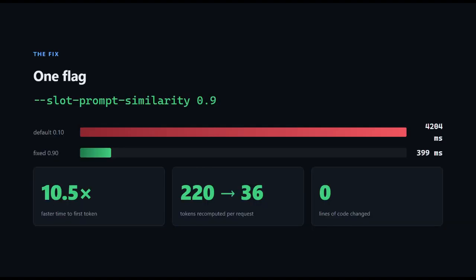The fix is 1 flag. Slot-prompt-similarity from 0.1 to 0.9. 10.5 times faster, 220 tokens down to 36, and 0 lines of code changed.